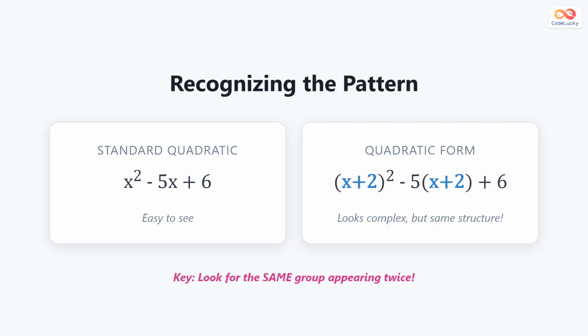The key is to recognize the pattern. Look at the expression on the left. It is a standard quadratic. Now look at the one on the right. It looks messy, but notice that the group x plus 2 appears in the exact same spots as the single variable x does in the standard form. If you see the same group appearing twice like this, it is a perfect candidate for substitution.